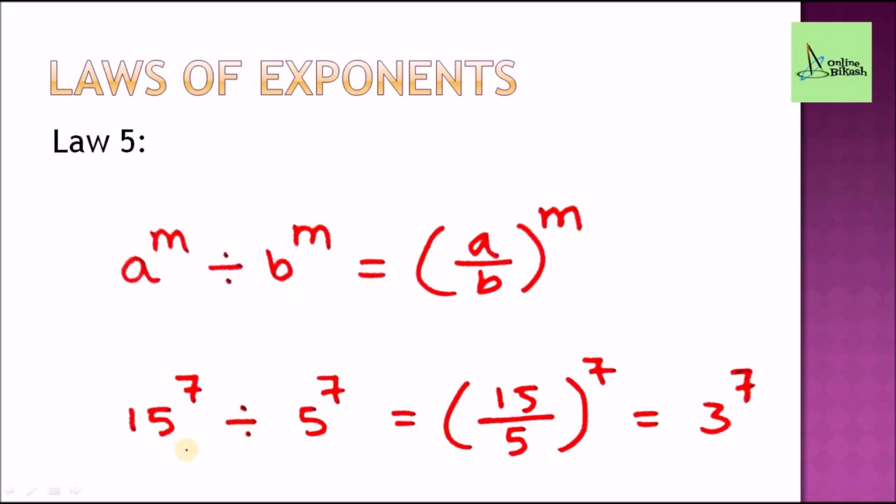So we will try to understand with an example. 15 to the power 7 divided by 5 to the power 7. What will we do? We will divide 15 by 5 first. The bases are divided, and the common power will come here, that is 7. So our answer is 3 to the power 7. Why is it 3? Because 5 3s are 15. That's why it is 3 to the power 7.